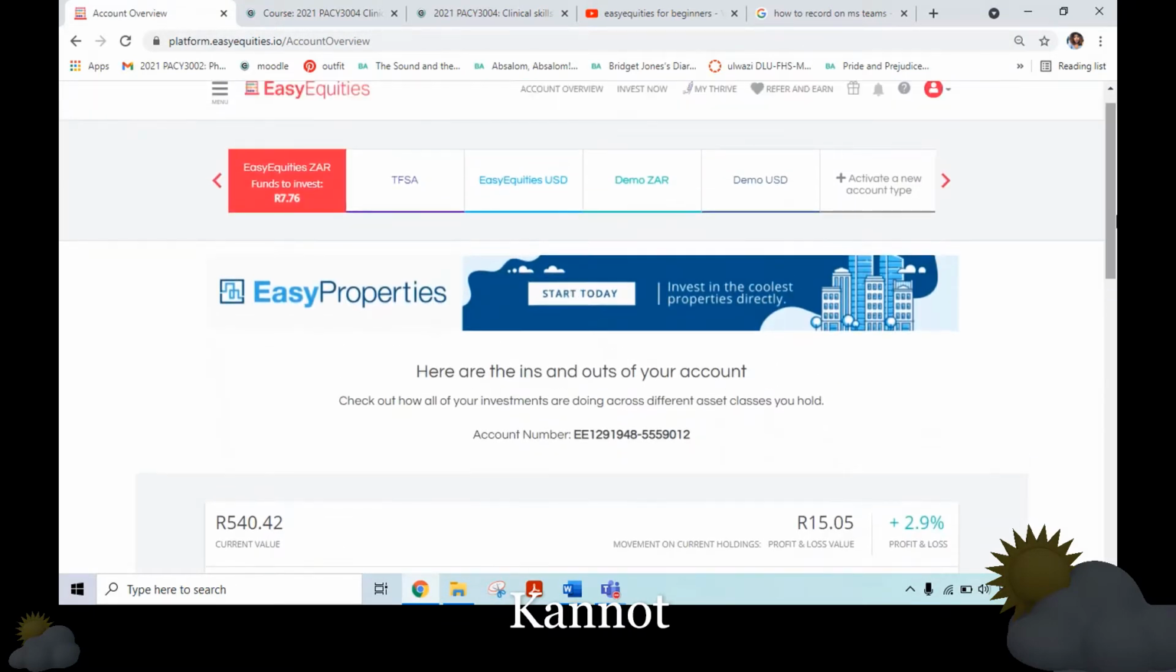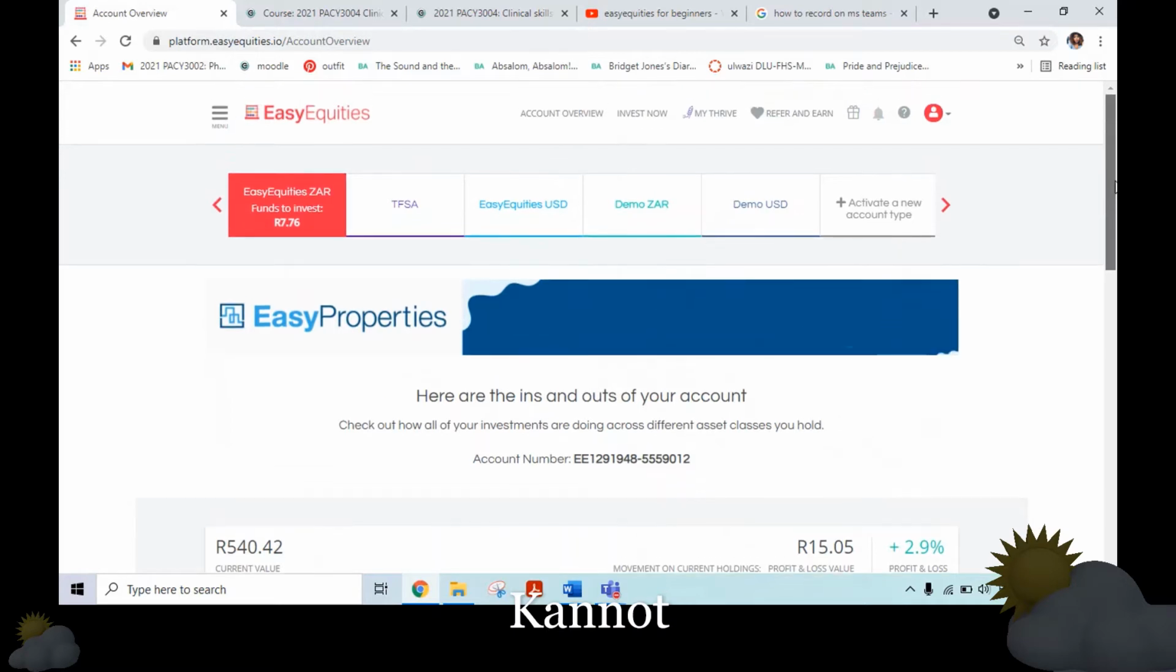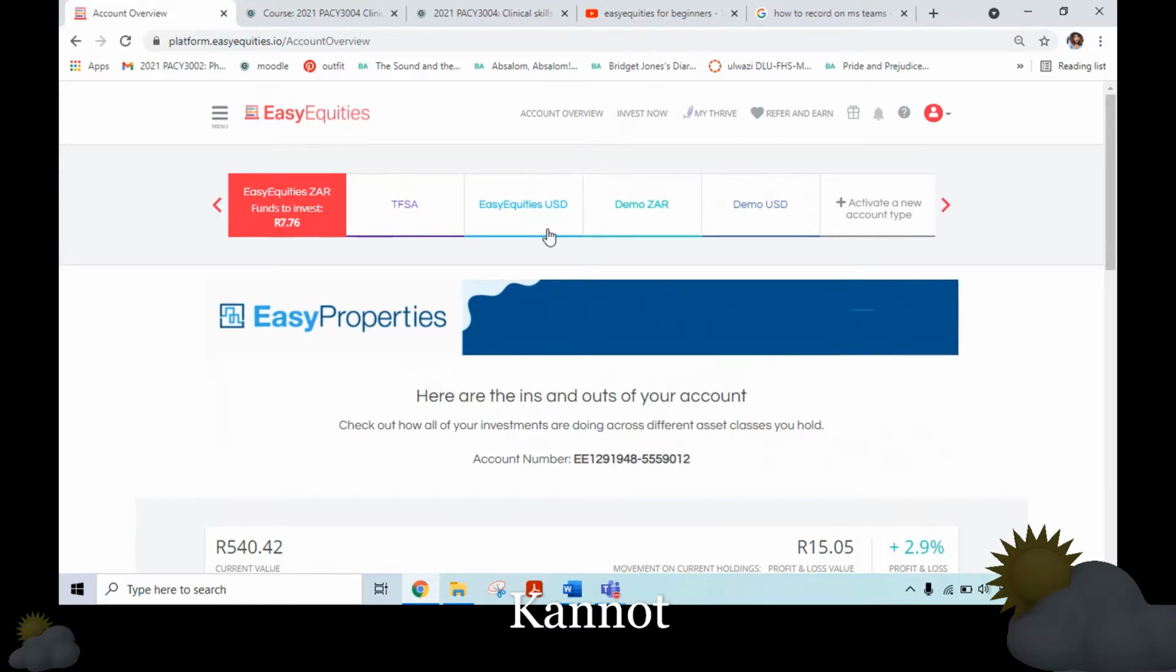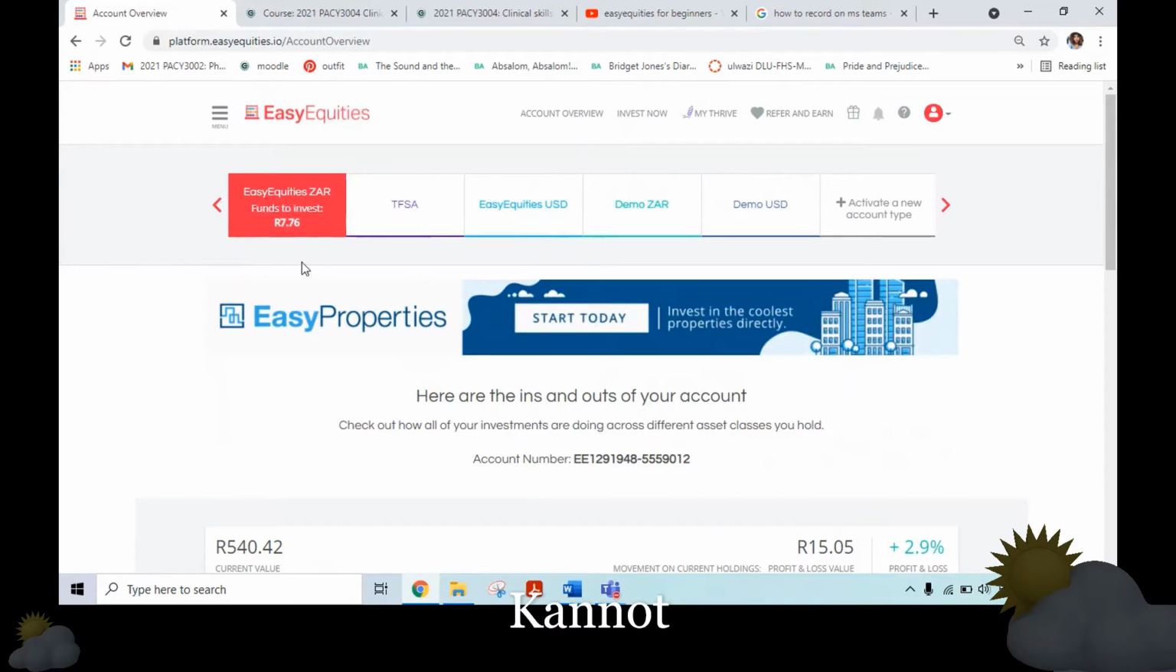I'm going to tell you the pros and cons and all the mistakes I made, because I made a lot of mistakes. So basically we have our three main accounts: your EasyEquities ZAR account, which is just your South African rands account, your tax-free savings account, and your EasyEquities USD account, which stands for United States Dollars account. So that's when you want to trade in the American markets. Now we're going to focus on these two first, mainly this one.